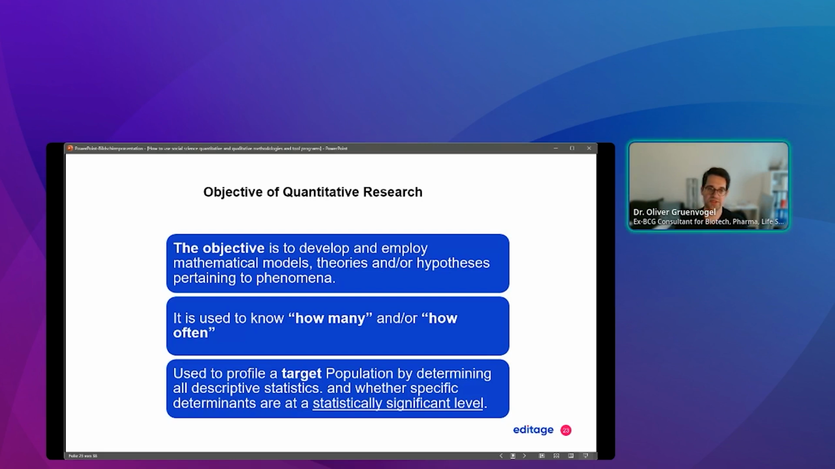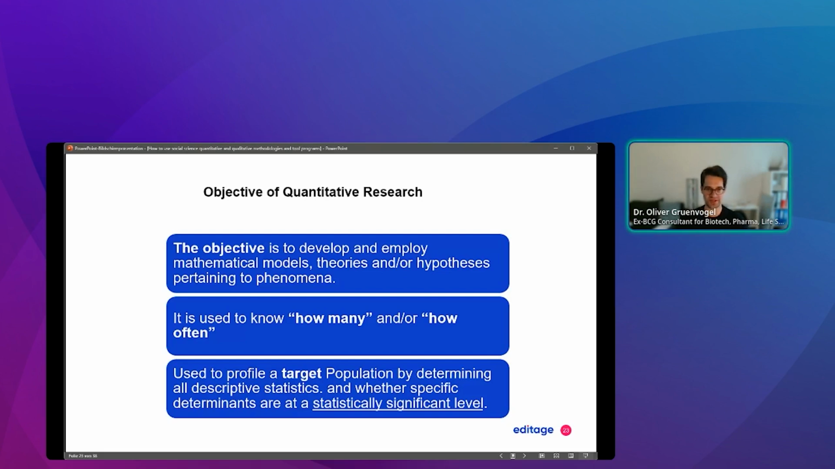Can be used pretty well to know a how many question or a how often. Determine frequencies, determine the preponderance of certain views, of certain behaviors, and so on. It's really about the numbers behind it and not the reason behind the numbers.